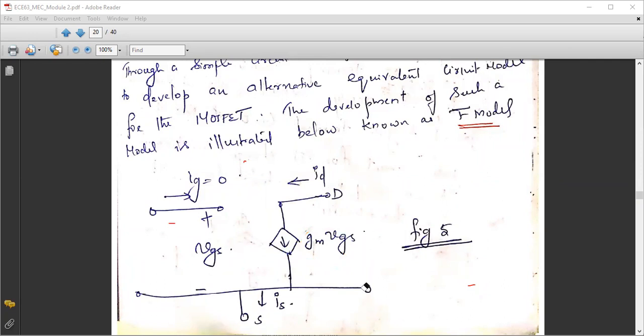vgs is your input. So this is the first step. I hope you have drawn the first figure of the T model. From this model, we are going to develop the final T model. This is not the T model. To develop the T model, you will start from this figure. Clear?